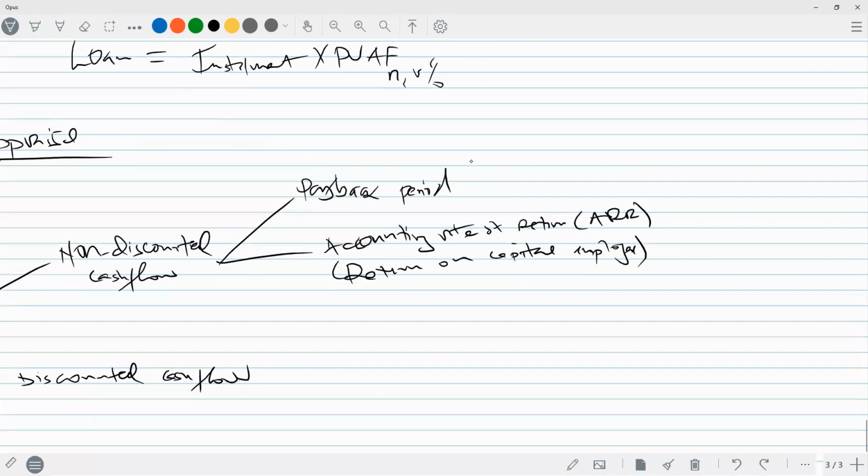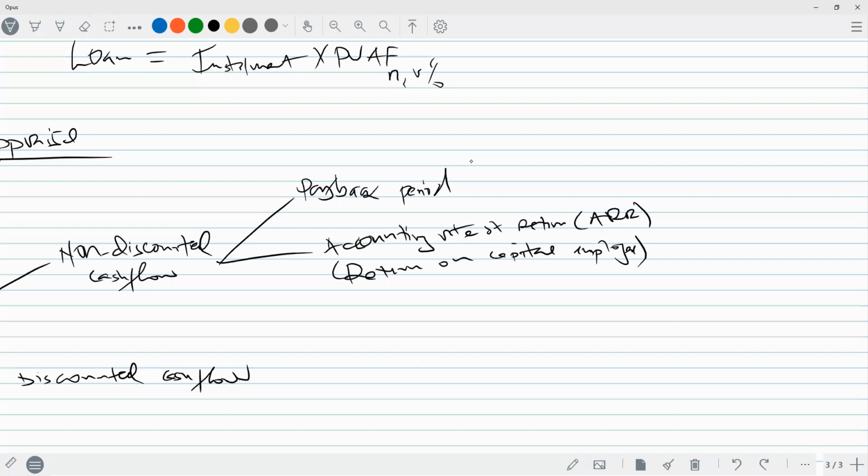What's the difference? The payback period is simply how long the company takes to get back its initial investment from the project cash flows. How long is the time difference from the time the company invested money in the project? If they spent 1 million, how long does the company take to get that 1 million back from the cash flows the project generates? That time difference is referred to as the payback period.